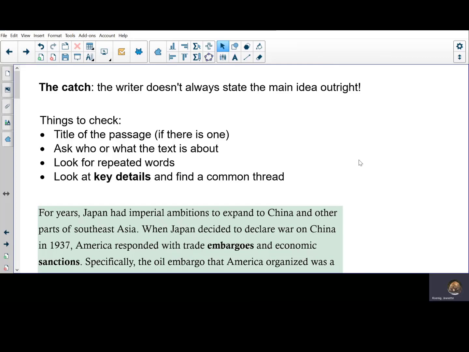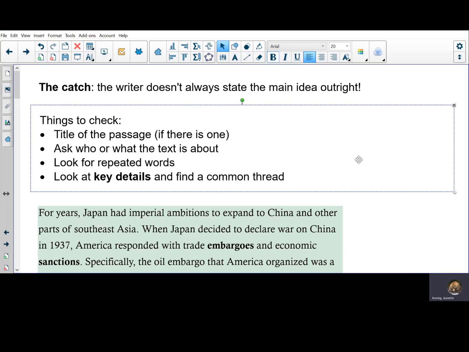What you're going to have to do is start looking for clues. Things to check would be the title of the passage, if there is one. That will give you a big hint into what it's about. Also, ask yourself who or what the text is about. You can look for repeated words, and most importantly, look at all the key details to find a common thread. This last one, look at the key details, that is really going to be your go-to when you're finding the main idea. What these key details all say together will be the main idea.